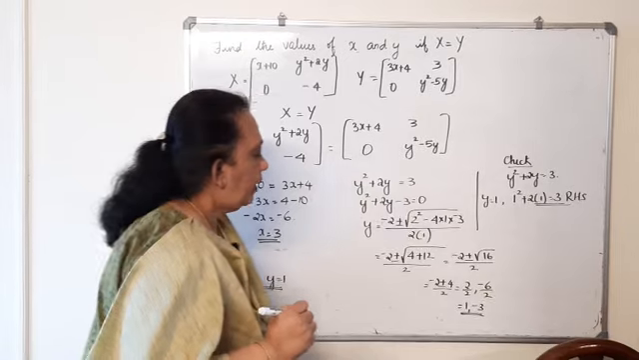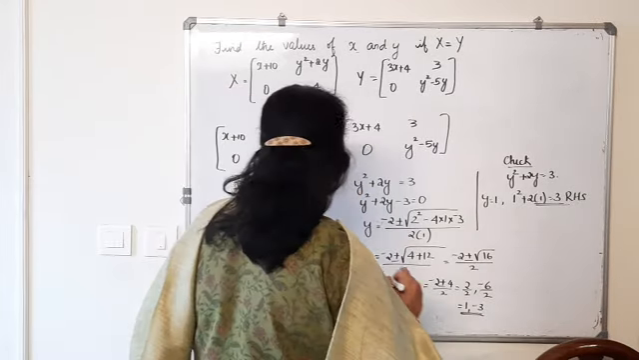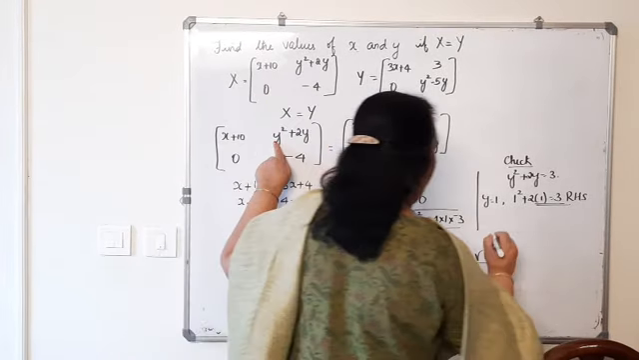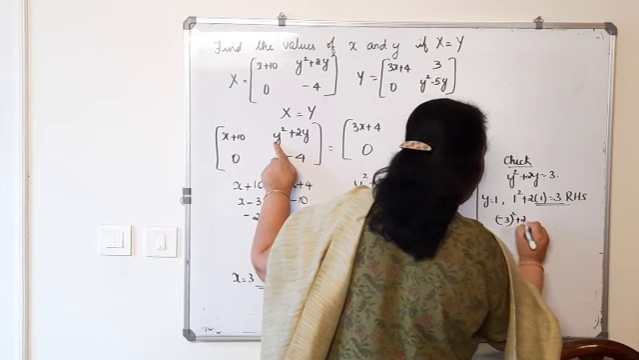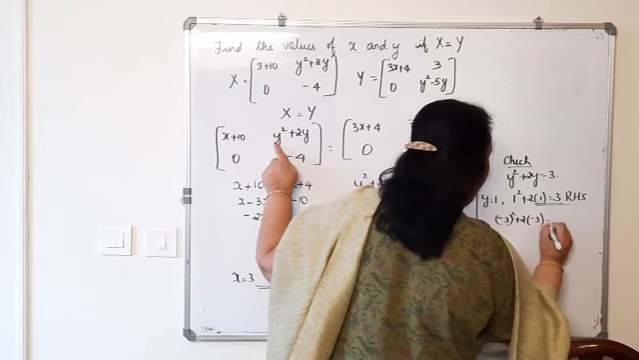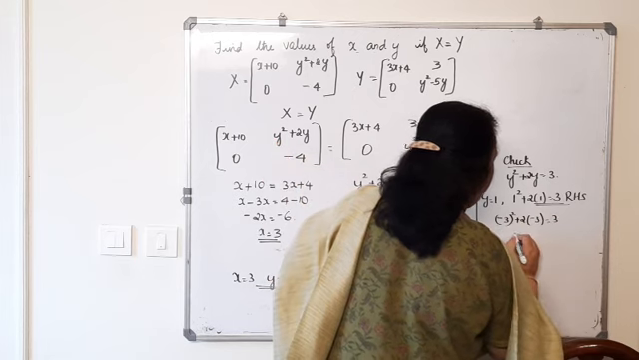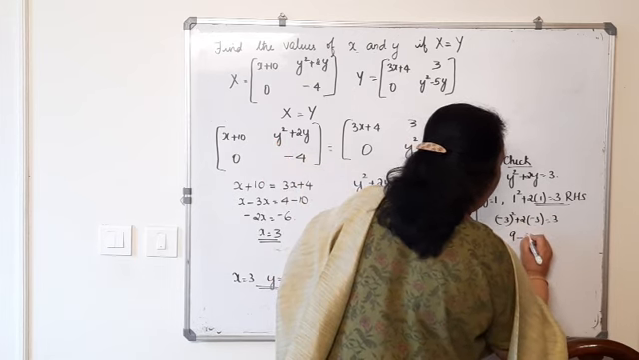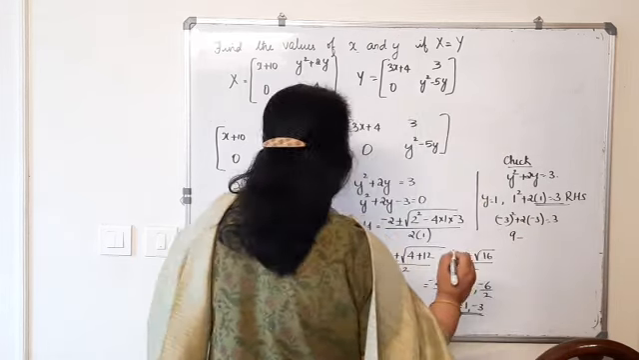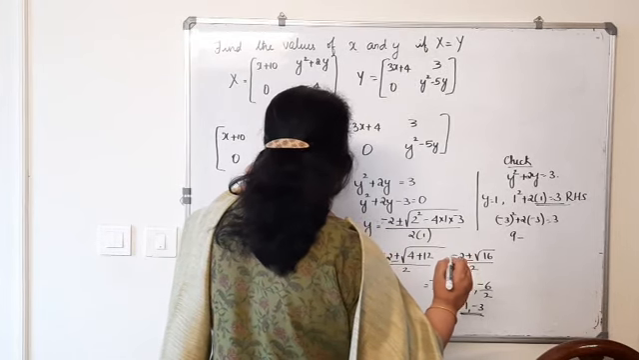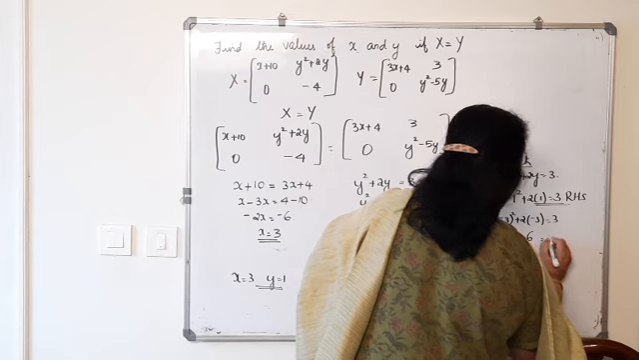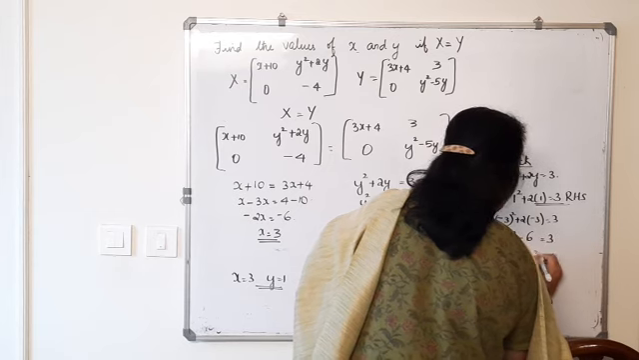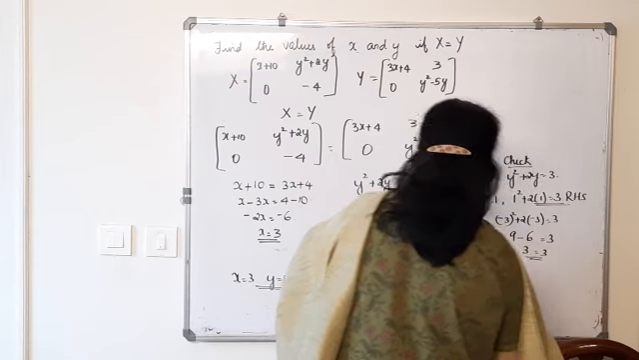Now, one more value you have to check, that is y equal to minus 3. Minus 3 the whole square plus 2 into minus 3 is equal to 3. That is 9 minus 6 is equal to 3. That is 3 is equal to 3. Here it is correct.